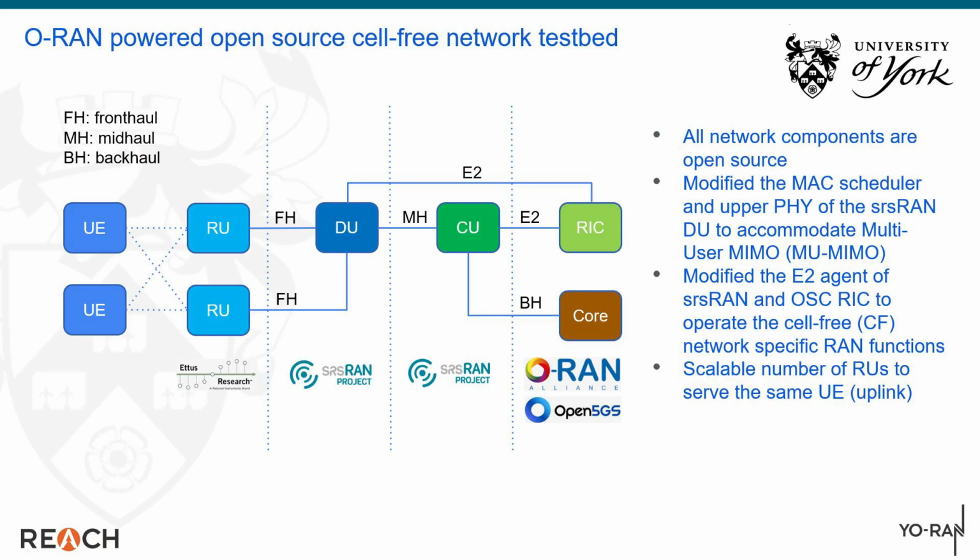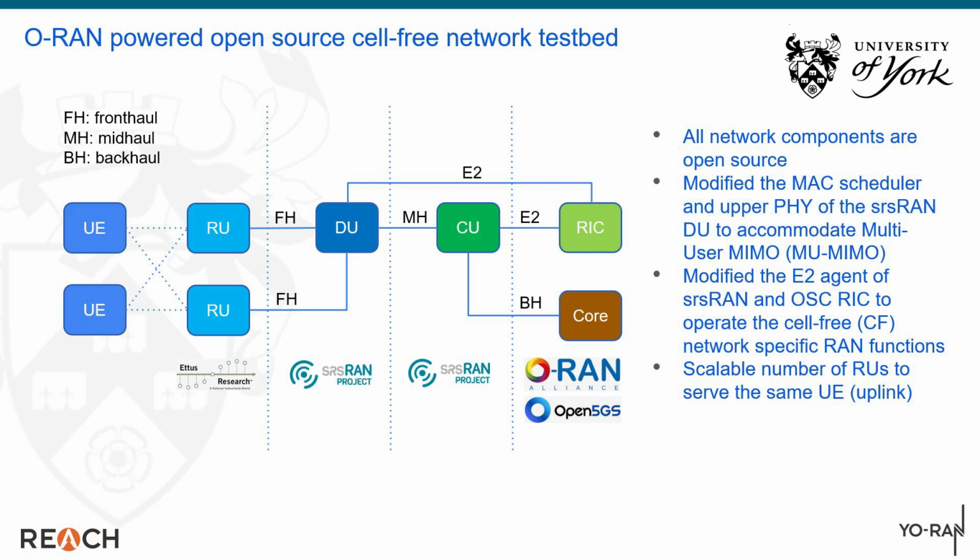At the University of York, we have implemented a cell-free MIMO network testbed using open-source components based on the O-RAN architecture. The RUs are software-defined radios from National Instruments, the CU and DU are from srsRAN, the RIC is from the O-RAN software community, and the core network is from Open5GS. The MAC scheduler and upper PHY of the srsRAN DU are modified to implement the multi-user MIMO functionality, which allows multiple users to reuse the same radio resource rather than interfere with each other.